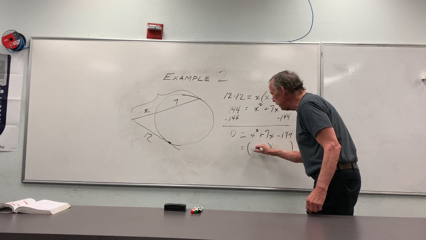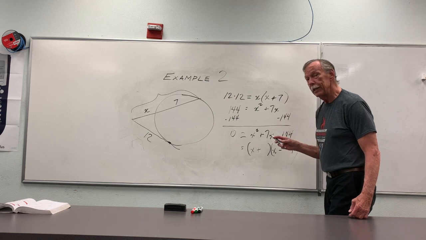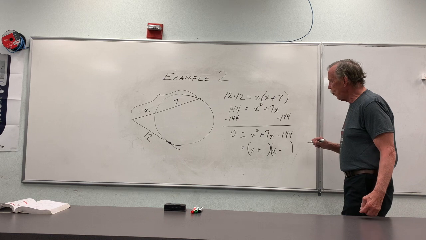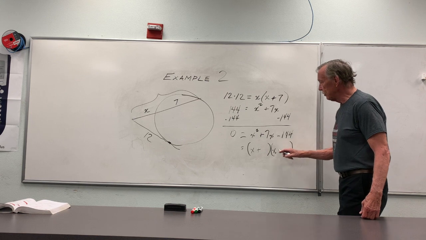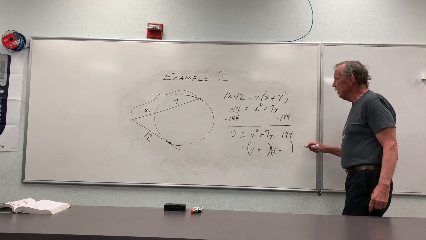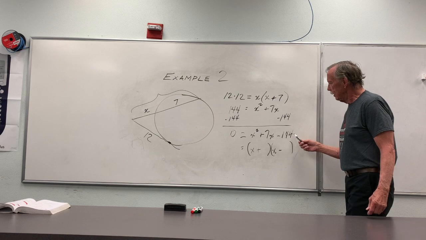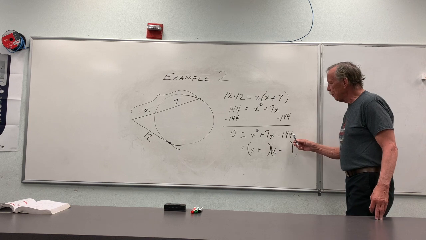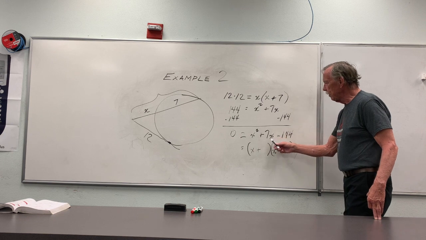I know the first term has to be x, because when I multiply the two first terms, I have to get x squared. So this number and this number have to multiply to 144 and subtract, because there's a plus and a minus, to 7. Well, let's look here. Half of 144 is 72. 72 and 2, no, that won't work. How about 36 and 4? 36 and 4, no, that won't give us a difference of 7.